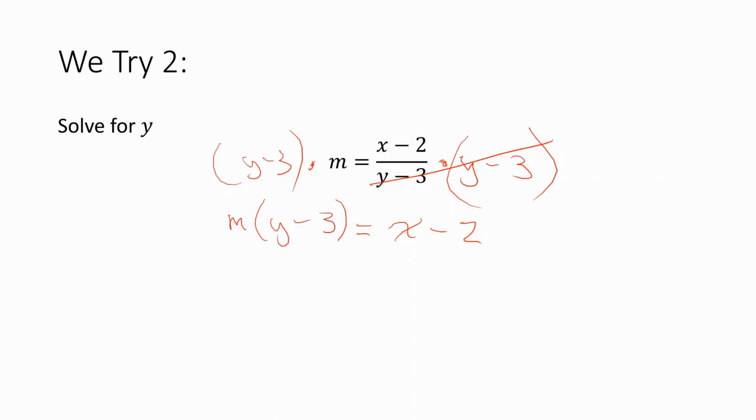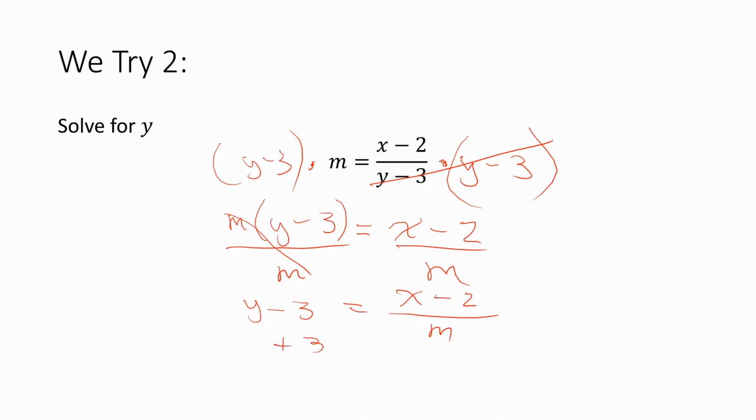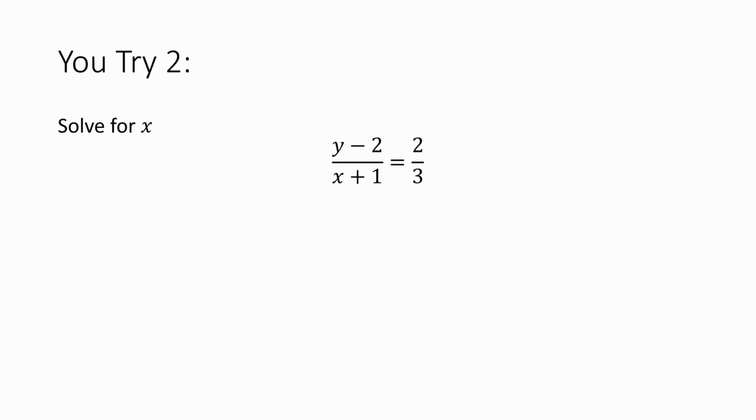Now I want to get y by itself. So rather than distributing that m, I think it's going to be easier if I divide both sides by m. That'll get rid of this m out the front and just give me y minus 3 is equal to x minus 2 over m. Then all I have to do is add the 3. And I'll get y is equal to x minus 2 over m plus 3. And I'm done. Go ahead and pause the video and try this one on your own.